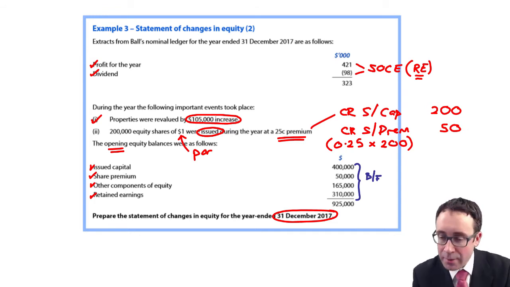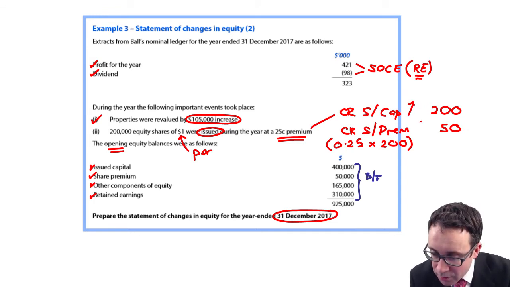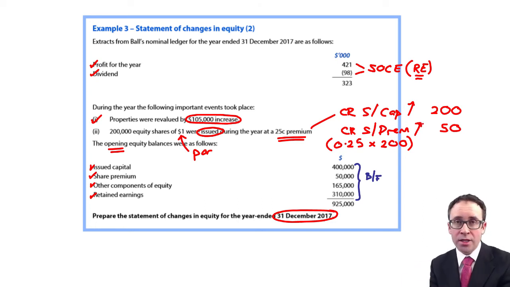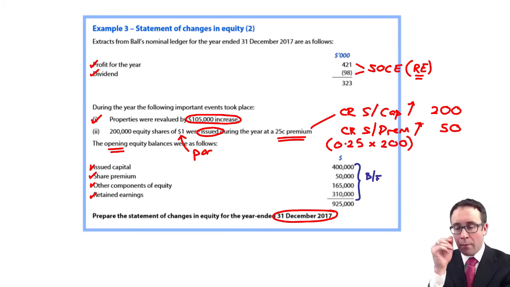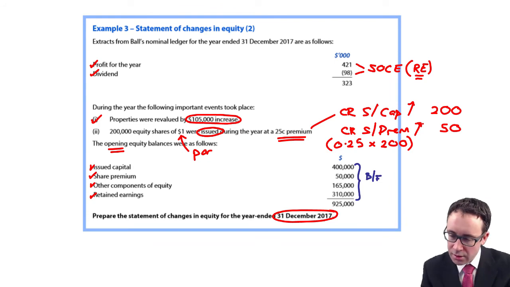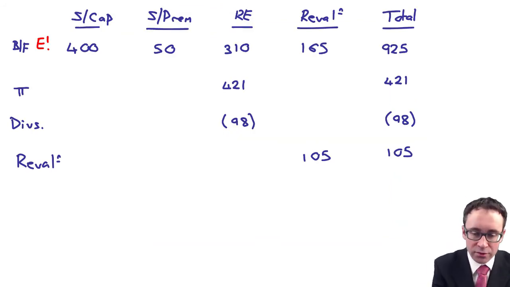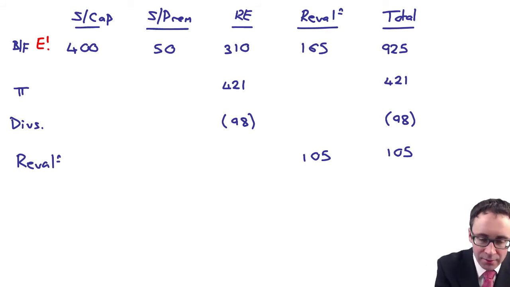So a credit to share capital increases share capital. A credit to share premium increases share premium. Do just be careful if you have a bonus issue. Credit share capital, debit share premium. That debit to share premium would reduce the share premium balance. But here it's a rights issue of shares above par value. So what we've got there.